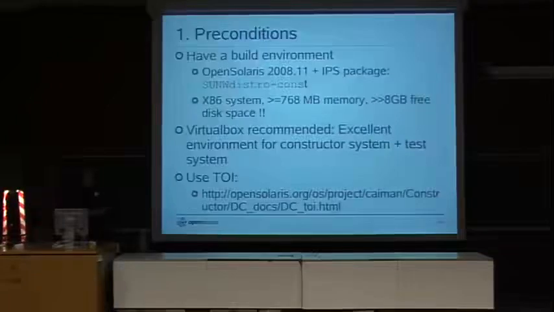So here are the few steps you have to do. First, you want to beef up your current OpenSolaris installation with a package which is called SUNWdistro-const, which downloads through IPS, and then you're basically ready to go. You need an x86 system, which should have 768 MB main memory, and you better have some 8 gigabytes of free space, and actually you better have some 10, 12, 15, because it'll build up the entire file structure, and this takes quite some disk space.